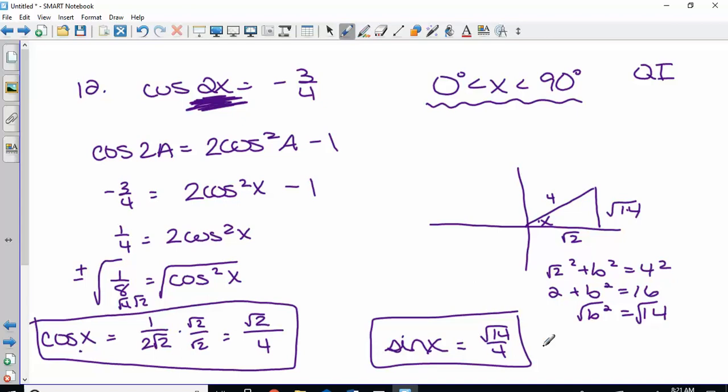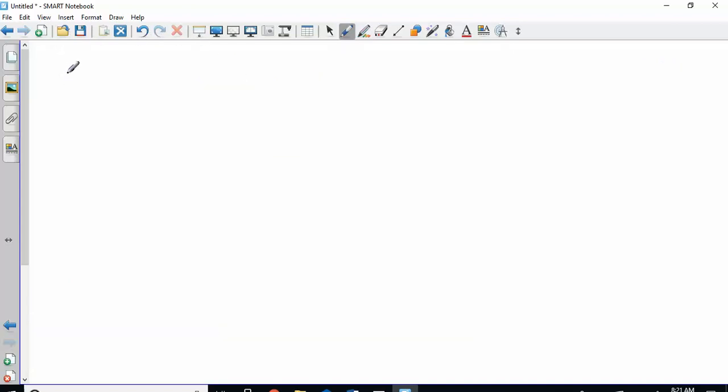So these really just involve taking your formulas and solving for whatever we need. So you have to find a formula that involves what we need and what we were given, and plug in and solve. So let's look at 13.